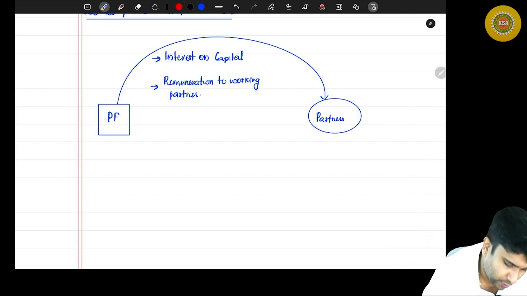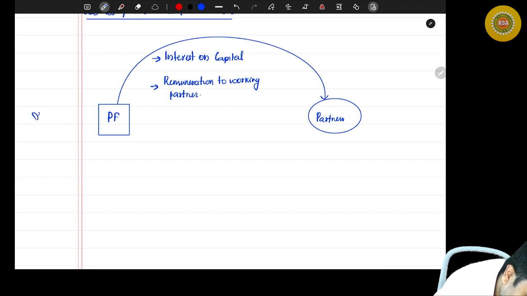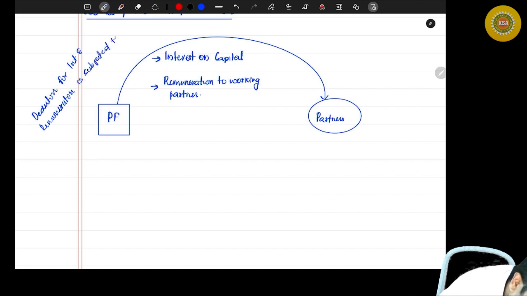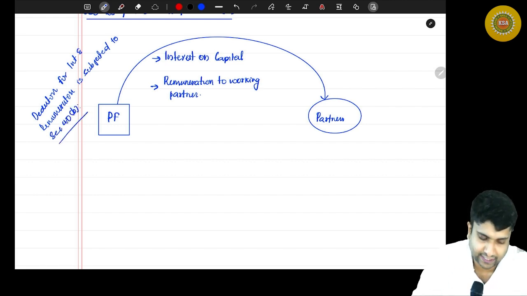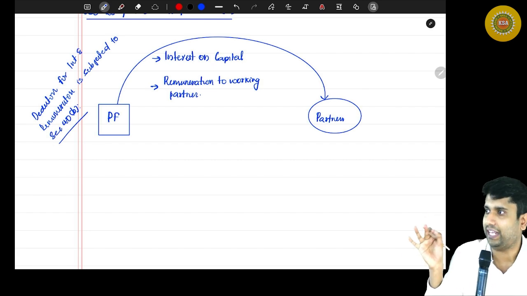Now let's understand what the ceiling limit is. That means deduction for interest and remuneration is subjected to Section 40B.